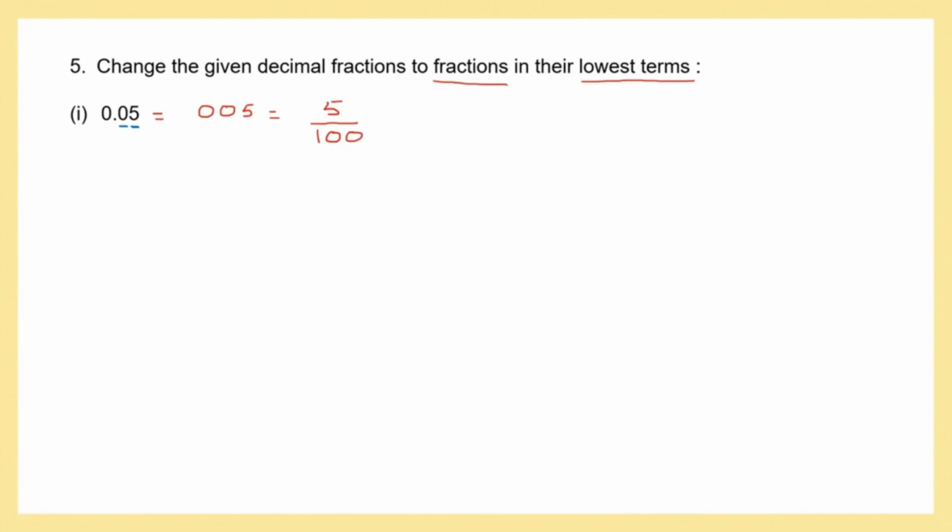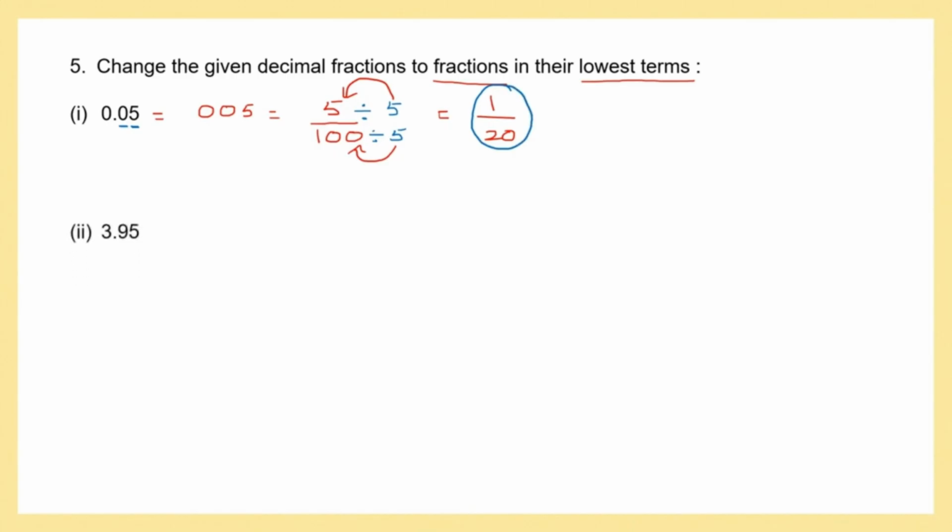Now I need to reduce it to the lowest term. To reduce it, divide both by a common factor, a number that can divide both. Both are divisible by 5. So let me divide this by 5 and this also by 5 and see what I get. 5 ones are 5 and 5 into how much is 100? 5 into 20 is 100. So what is my final answer? 1 by 20. So I have converted 0.05 into 1 by 20.